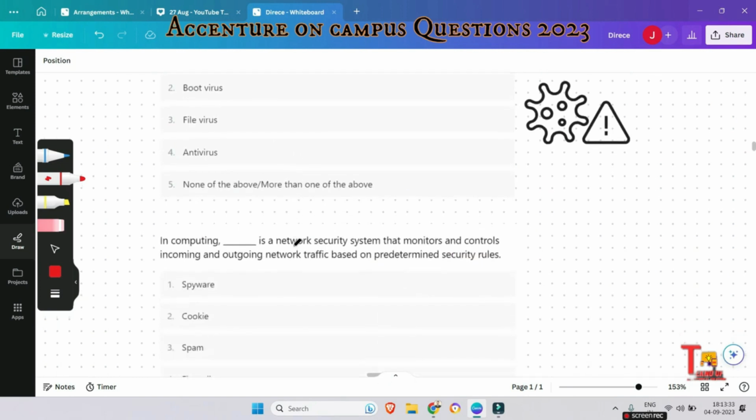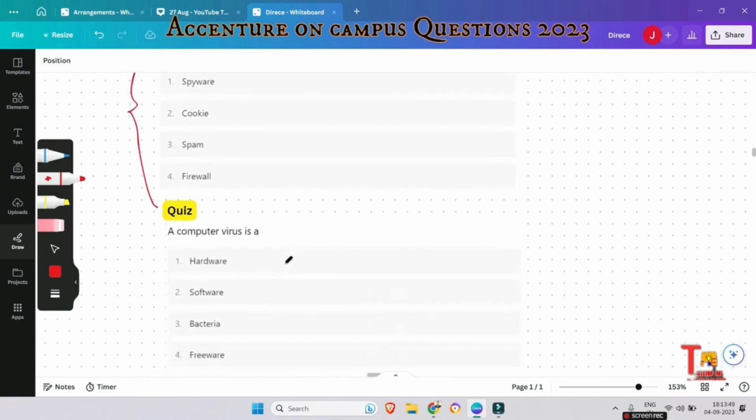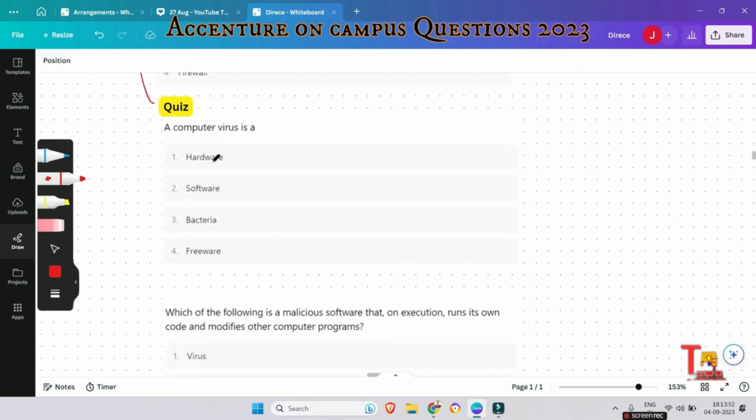Okay, let's go to the next question: in computing, dash is a network security system that monitors and controls incoming and outgoing network traffic based on predetermined security rules. I have already answered that in the previous question. Please give me the answer in the comment section, right? Okay, this is also a quiz question for you. Please answer this: a computer virus is hardware, software, bacteria or freeware, right? This is a very easy question, but it is very confusing, right? Let me see your answer in the comment section.